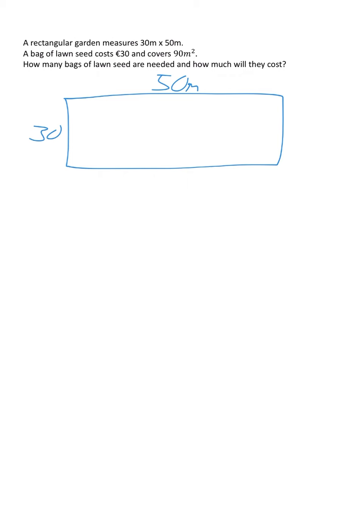Okay, so first thing I'm going to do here, I'm just going to draw a sketch of the lawn. So we have 50 meters and 30 meters. Okay, so let's find out the area of the rectangle. So 30 times 50, so that would be 1,500 meters squared. Now we're told a bag of lawn seed covers 90 meters squared.